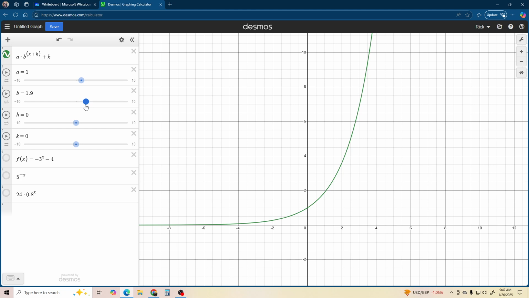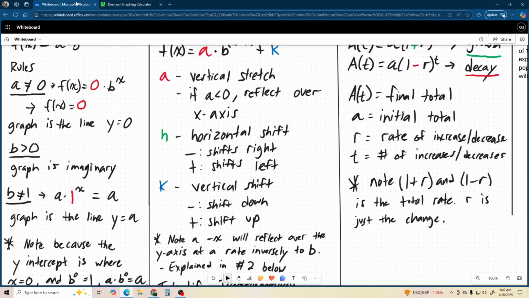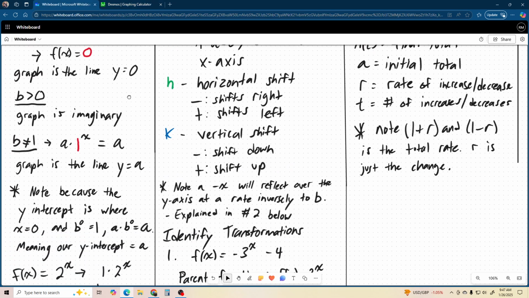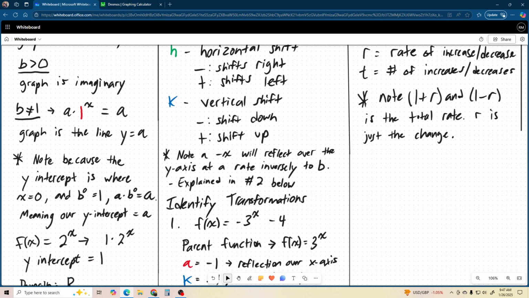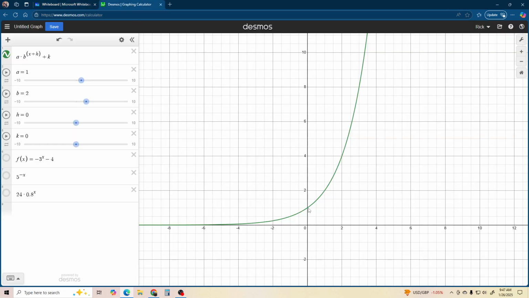All right, let's just set it to 2 for now, just as a kind of arbitrary point. Here's an important note: the y-intercept is where x equals 0. So here is where x equals 0, y equals 1. This is what a y-intercept is.